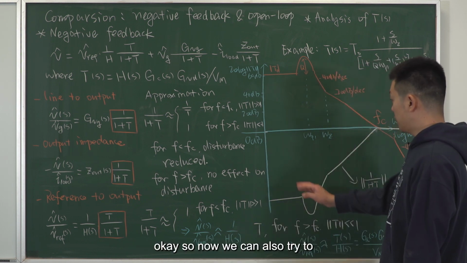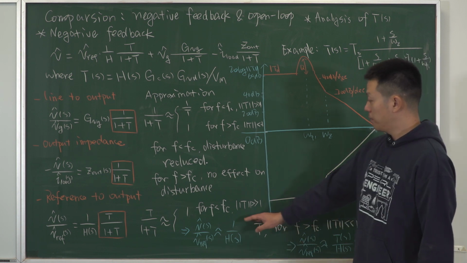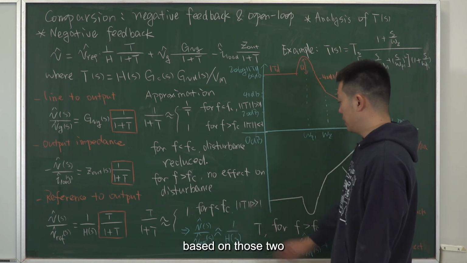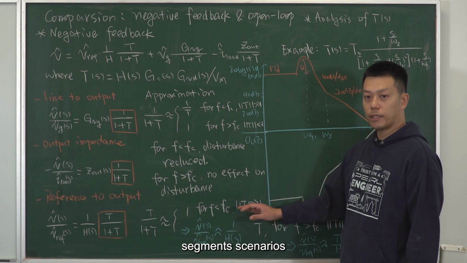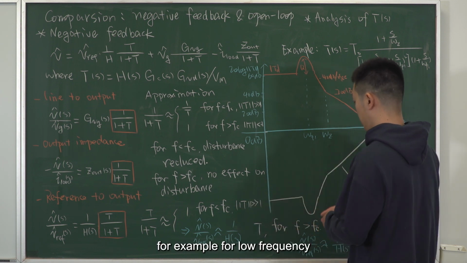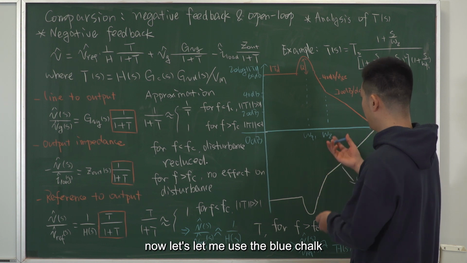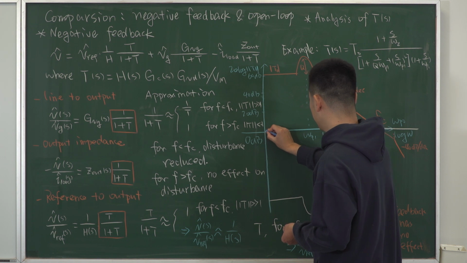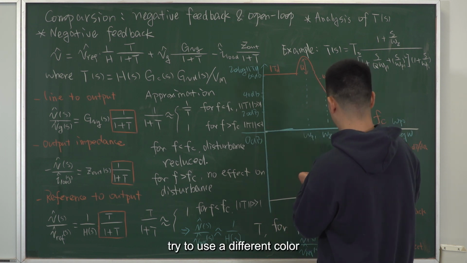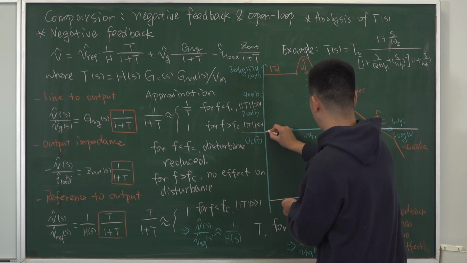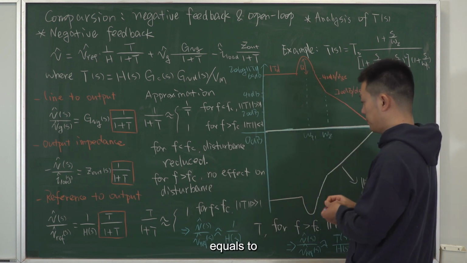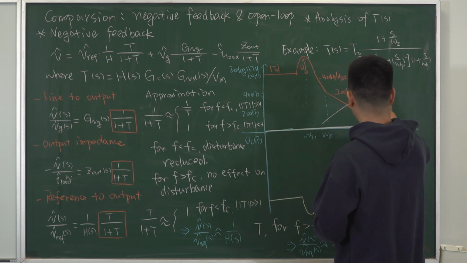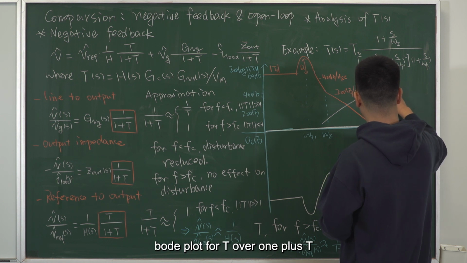Okay, so now we can also try to plot its Bode plot for T over 1 plus T based on those two segment scenarios. For example, for low frequency, now let me use the blue chalk, try to use a different color. It equals 0 dB, 1, right? So this is the Bode plot for T over 1 plus T.